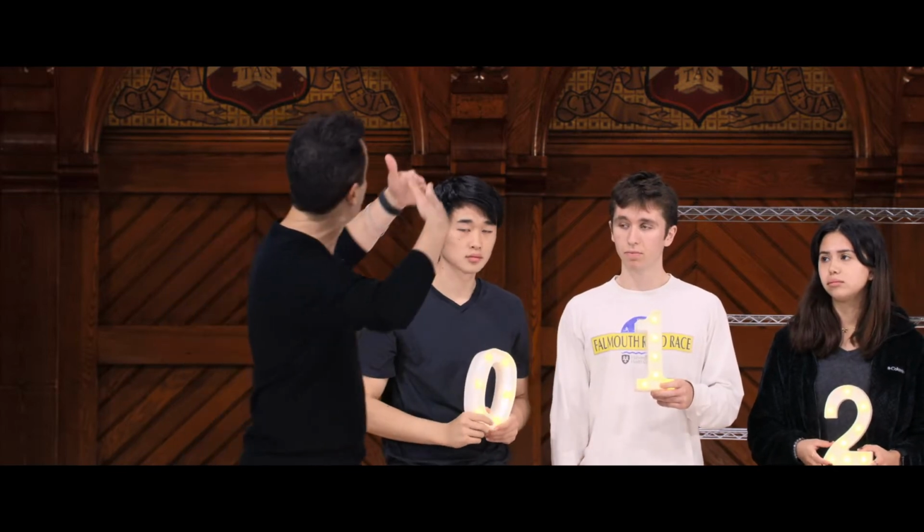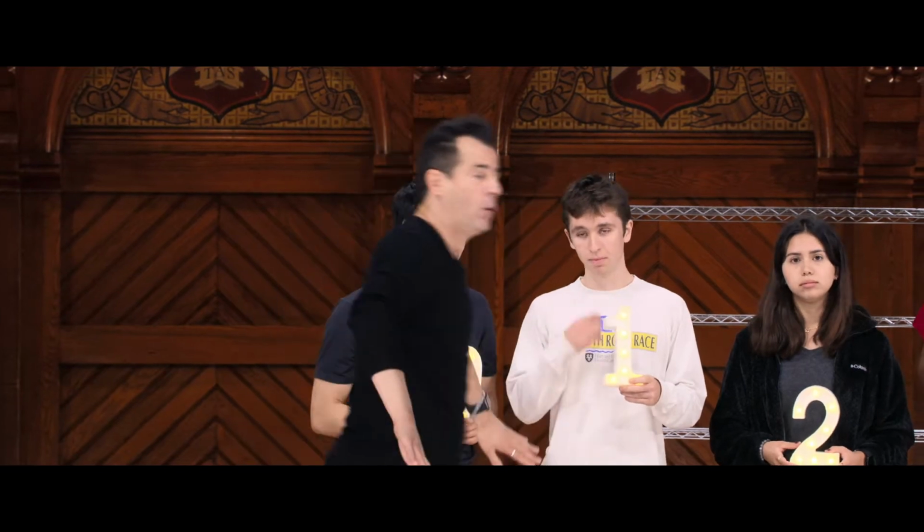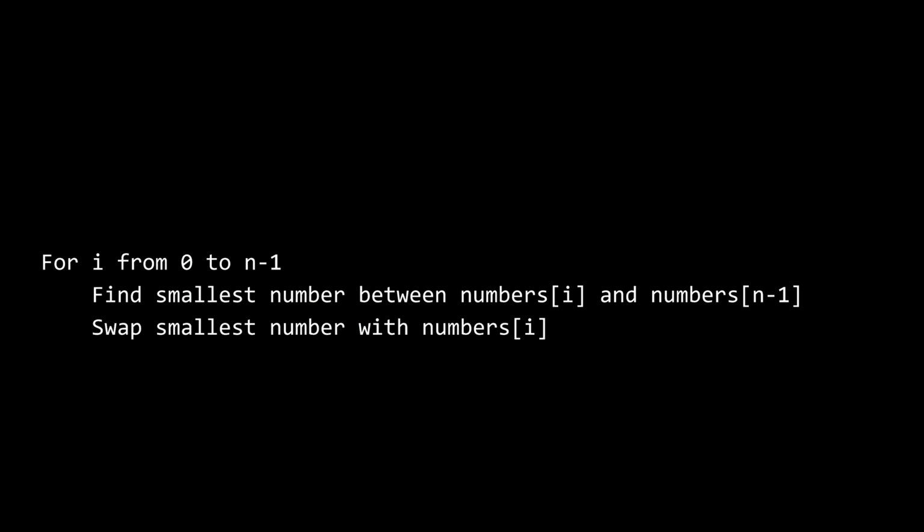I'm always starting from numbers[i], wherever I am, and then everything else to the right. And that's what was allowing me to ignore the already sorted volunteers. If, though, my last line says swap smallest number with numbers[i], I think that implements what our humans were doing by physically walking to another spot. All right, so that then would be what we'll call selection sort.